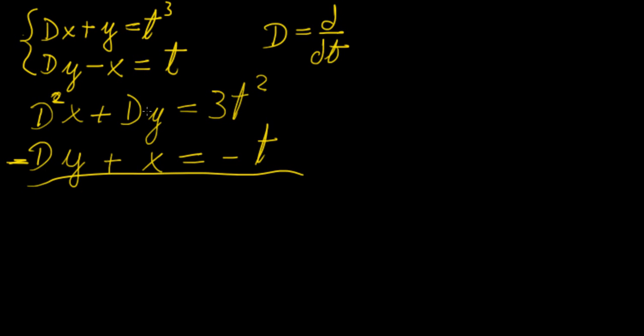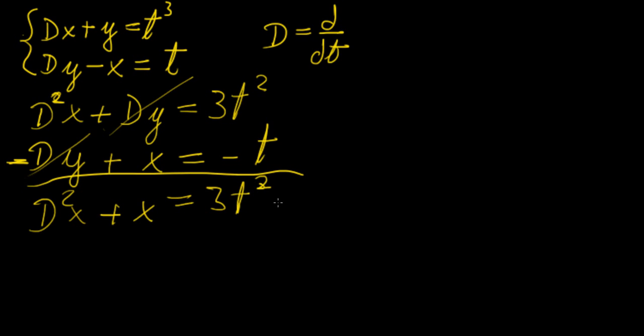Now what we're going to do is add these terms together. So this one is going to cancel out with that one, so that gets rid of the y's, and we're left with the following. So d squared x plus x equals 3t squared minus t. So this is a second order non-homogeneous ordinary differential equation with constant coefficients.